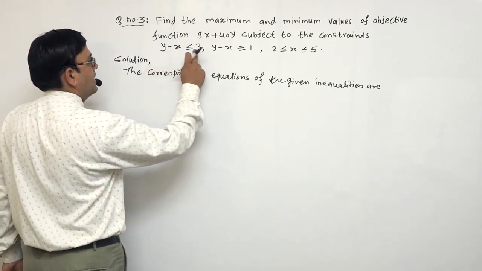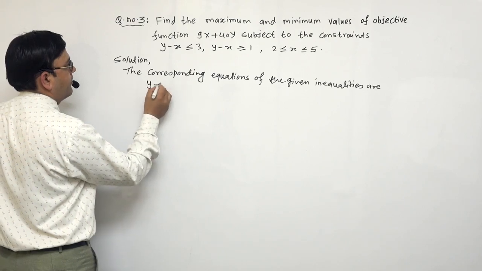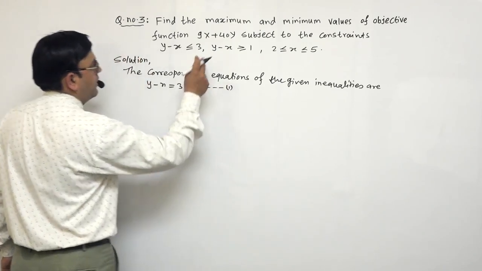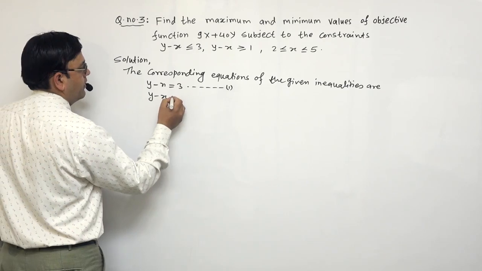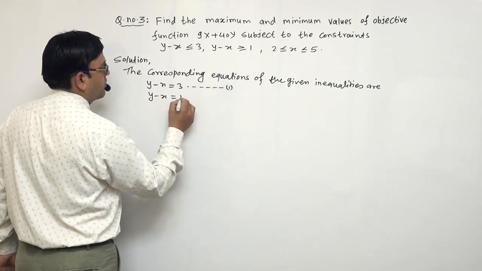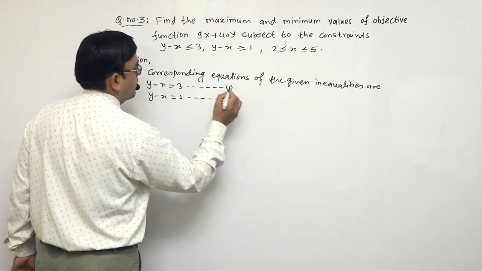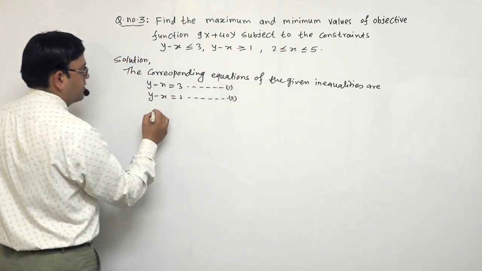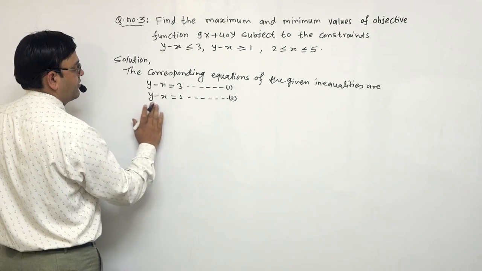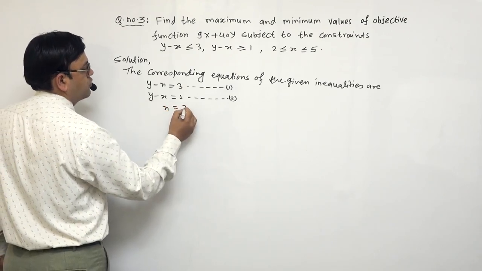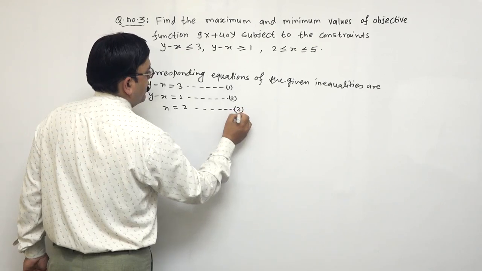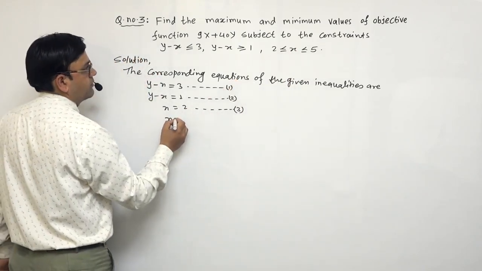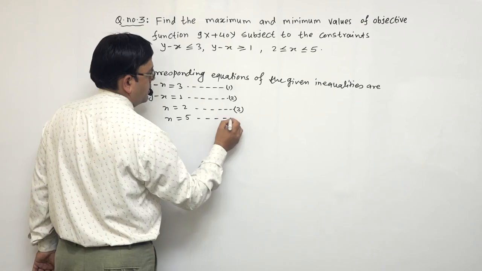first, y minus x is less than or equal to 3, we write as y minus x is equal to 3. This is equation 1. Again, y minus x is greater than or equal to 1 we write as y minus x is equal to 1. This is equation 2. Again we have another one, 2 is less than or equal to x, means x is equal to 2. This is equation 3. And then next one is x is less than or equal to 5, means x is equal to 5. This is equation 4.